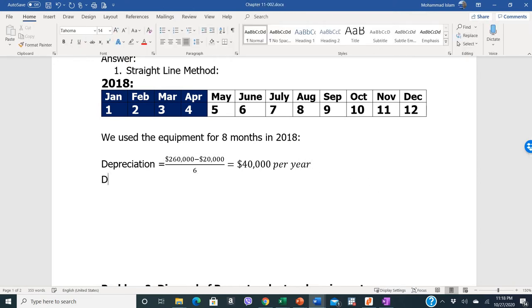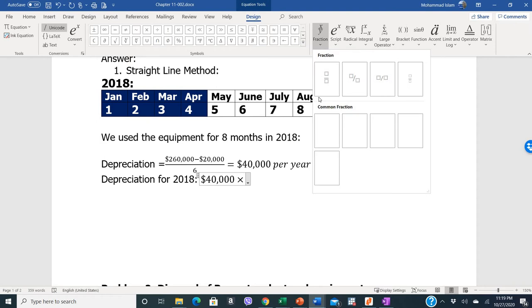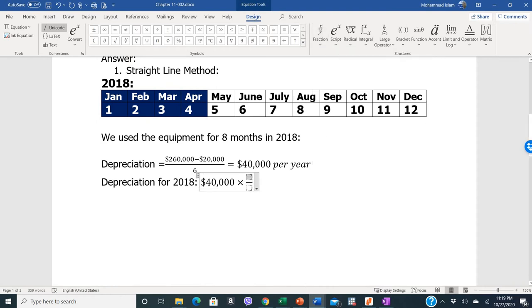Okay, now depreciation for 2018 would be equal to, so let's insert an equation again. 40,000 multiplied by, see, we have used the machine equipment for 8 months, divided by 12 months. So this should be the depreciation for 2018, which is equal to how much? 26,667.